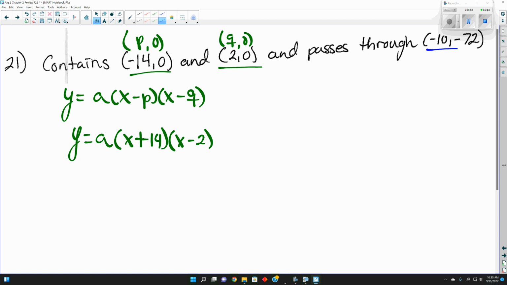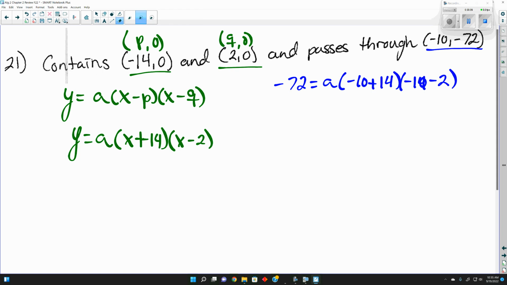Now again, we're going to plug negative 10, negative 72 in. Negative 72 is going in for y is equal to a times negative 10 plus 14 times negative 10 minus 2. We just plug negative 72 in for y and negative 10 in for x. Now all we need to do is solve for the value of a.